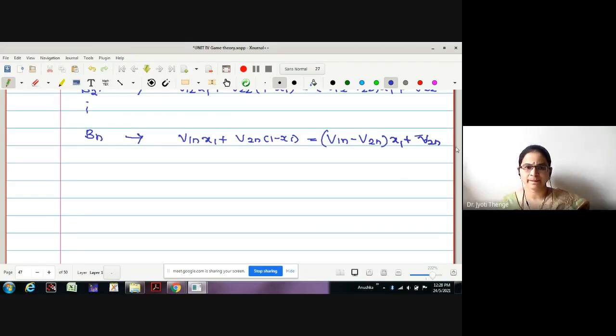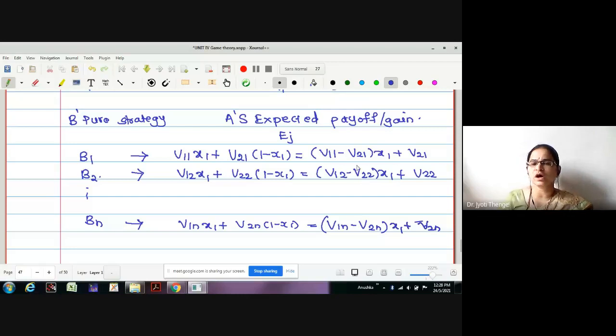Now, if we have a look at the expected gain for player A, look at these statements. May I say those are linear equations in x1 only. And if those are linear equations in x1 only, they can be represented by a straight line on graph paper. This idea is being generalized. Here it was actually EG of x1 only.